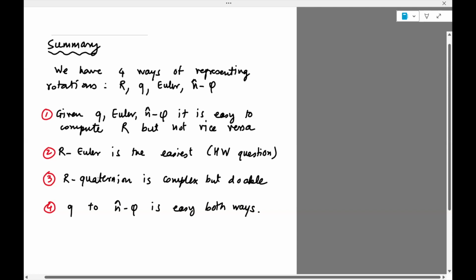So let's say you're given N and phi, and you're told to find the rotation matrix. First, you will convert that N and phi to the quaternion, and once you have the quaternion, go to the rotation matrix. If you're given the Euler angles and you're told to find the quaternion, you want to convert Euler to the rotation matrix, and then the rotation matrix to the quaternion. So the quaternion is probably the key thing which connects the bridge. Everything can be connected to everything else by doing the R to quaternion conversion.